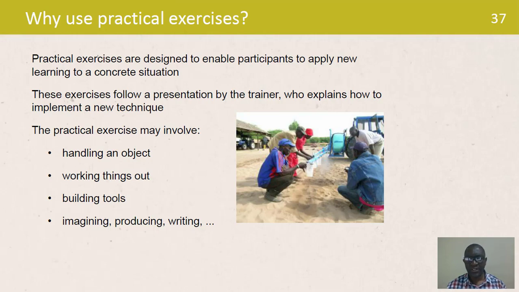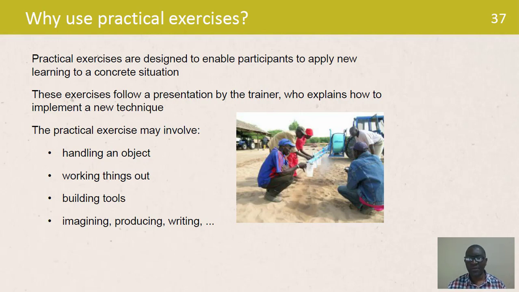Why use practical exercises? The main purpose of practical exercises is to enable participants to apply new elements to a concrete situation. These exercises generally follow a presentation by the trainer, who may explain how to implement a new work technique, a new procedure, a new way of drafting certain documents, for example. The practical exercises may involve handling an object. Participants develop a manual or a perceptual skill by manipulating elements: sprayer, computer software, agricultural machinery.